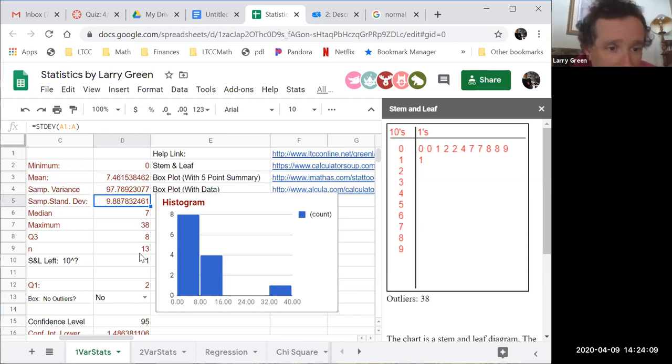Okay, and in fact, our n was 13, we had an odd number of numbers. So that means that it truly is the middle in this case. That means the middle is 7. Okay, any questions on that so far?